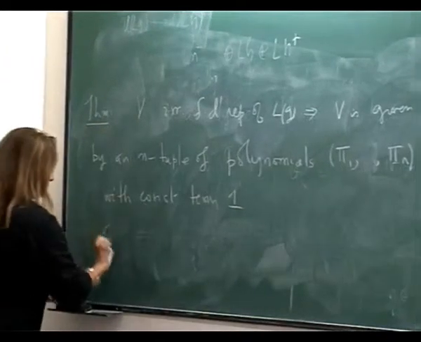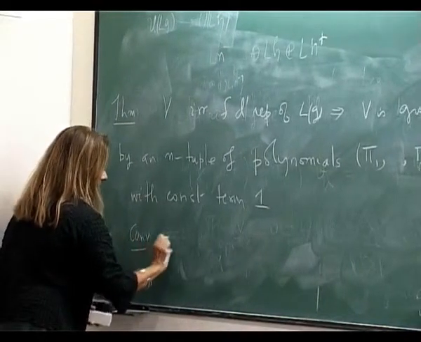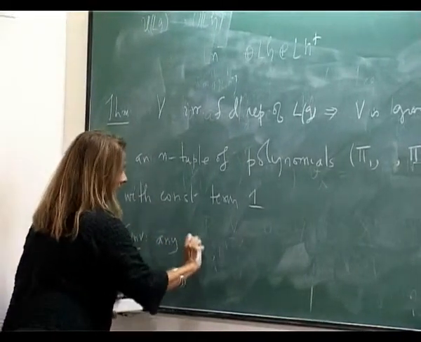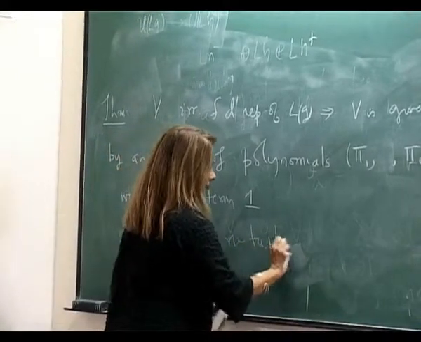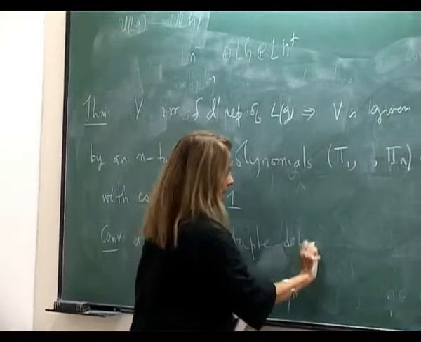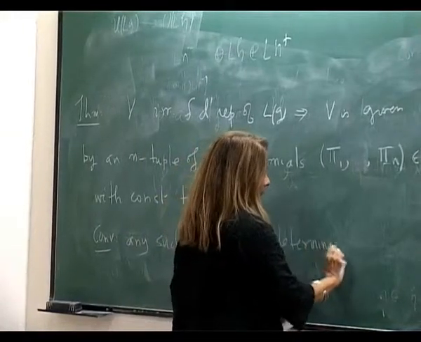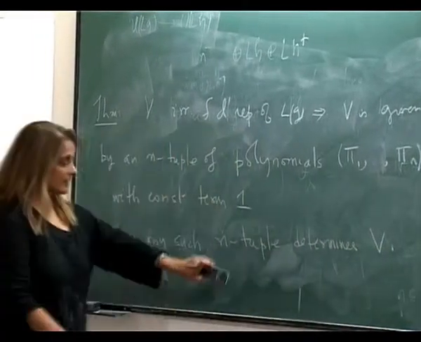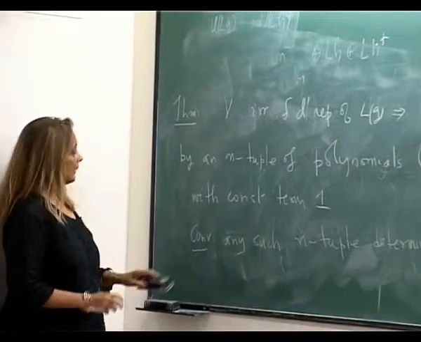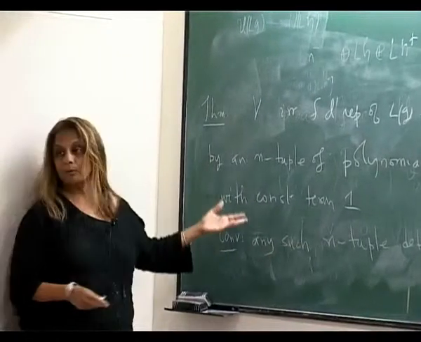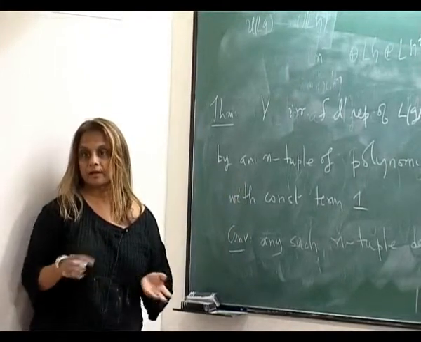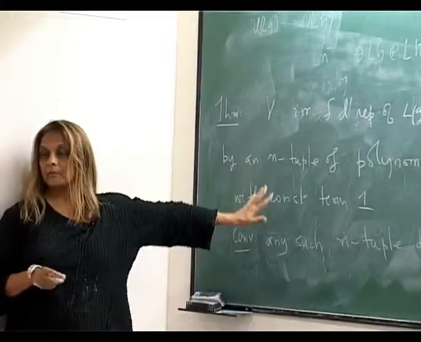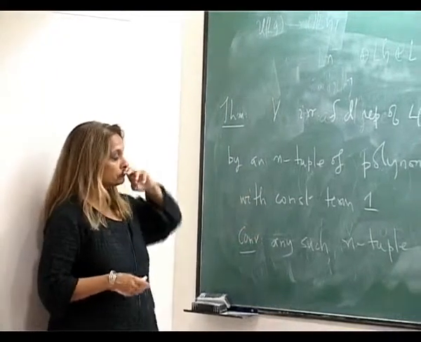And conversely, any such n-tuple determines V. I'll tell you how it determines V in a minute. This theorem formally, of course, looks very different from the theorem I stated earlier, which was given in terms of finitely supported functions. So I want to make the connection with that.